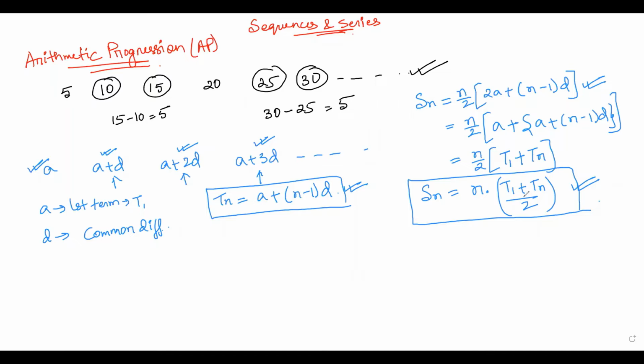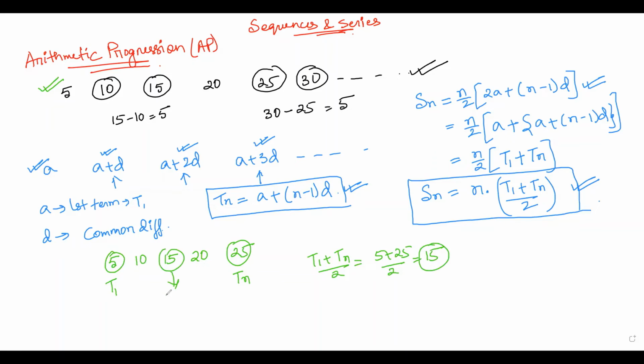Now when the number of terms in an AP series is odd, the average of the first term and the last term is given by the middle term. Let us consider the same AP series with the number of terms being 5. So the series would be 5, 10, 15, 20 and 25. Here 5 is the first term, T1, and 25 is the nth term or the last term, Tn. The average of T1 and Tn in this case would be simply (5 plus 25) by 2, which is 30 by 2, that is 15. And 15 is nothing but the third term, that is the middle term.